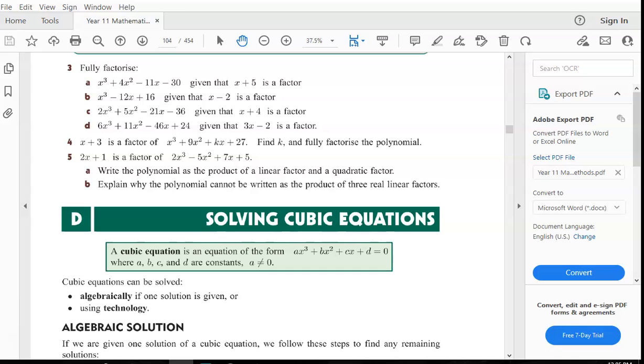x plus 3 is a factor. Tom, can you say that in another way?